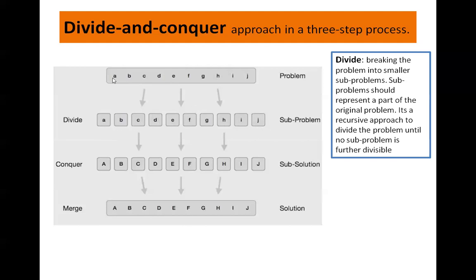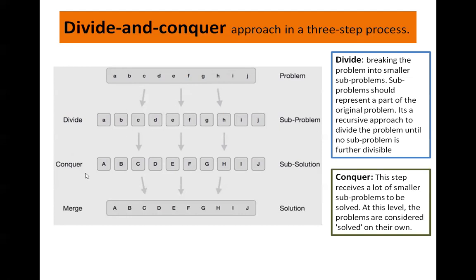In the beginning, suppose you started by dividing it into A, B, C, D, E and another part F, G, H, I, J. Then you subdivided A, B, C, D, E; A, B is subdivided into A and B, C, D is divided into C and D, and E remains as it is. Fine. So you divide your original problem into subproblems until they cannot be divided further.